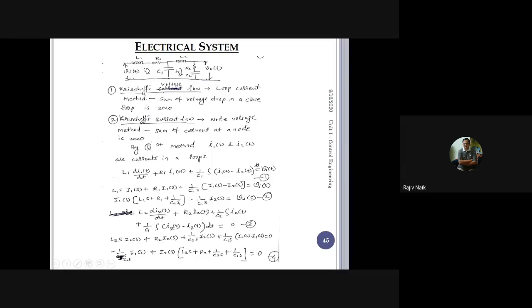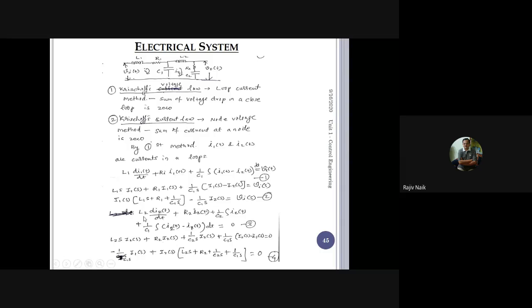Similarly, I will write it for the second loop. In the second loop, voltage drop across L2 plus voltage drop across R2 plus voltage drop across C2 plus voltage drop across C1 is equal to 0 because it is a closed loop. Here there is no input, so on the other side it is 0 only.